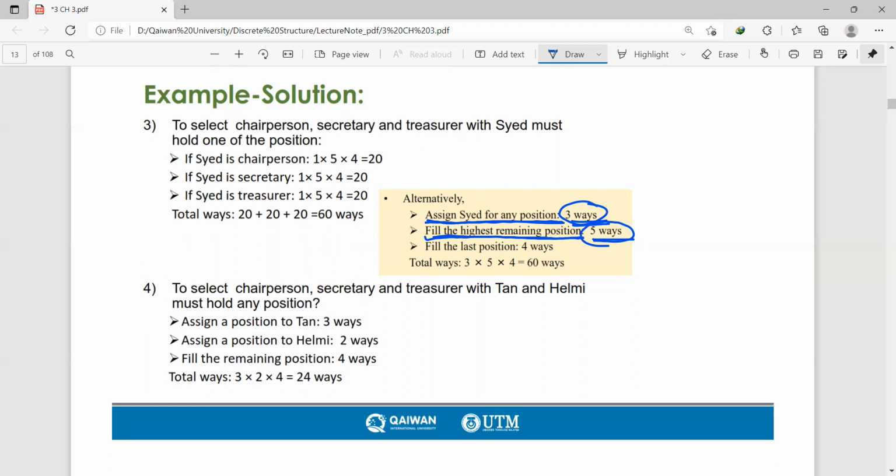Do you get it? Yes. Look, for the first position, we have 5 ways. When we choose someone for that position, how many people do we have now? 4. So for the last one, we have 4 options. We have 4 choices.